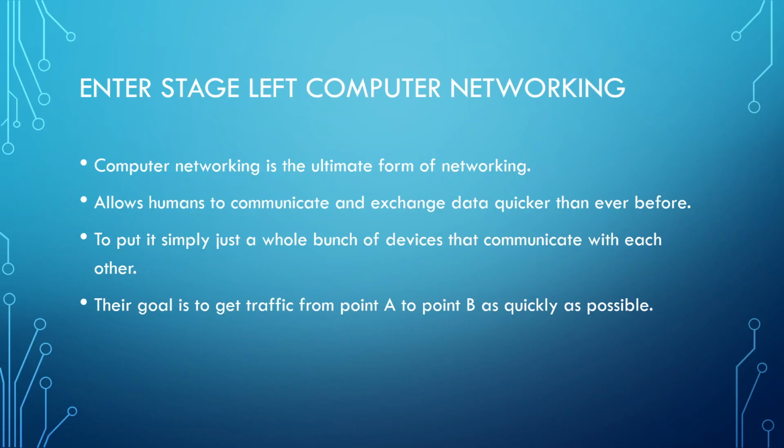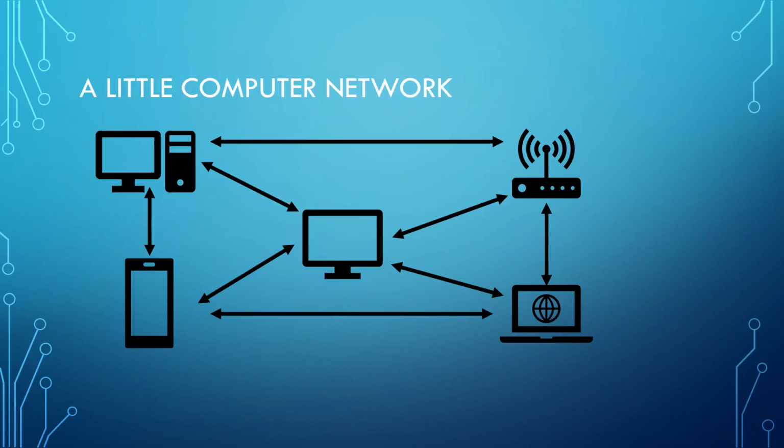Now, computer networking was designed to obviously be very, very fast, and the goal of computer networking is to ensure that traffic, or what I like to call information, goes from point A to point B as quickly as possible. This diagram shows an example of a small computer network, and as you can see, like I said before, just a whole bunch of devices, your PCs, your smartphones, laptops, smart TVs, etc. They're all communicating, and again, what information they're sharing just depends on what's going on.